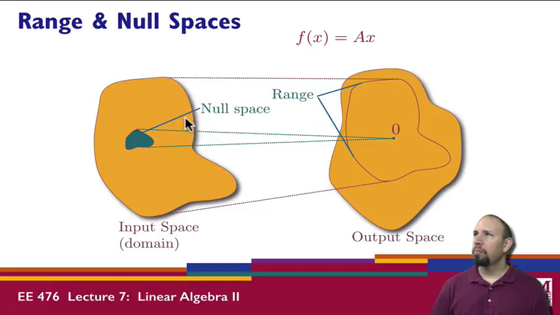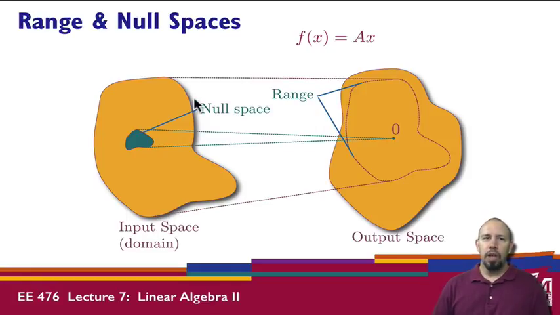Now the range is if I take every element in the input space, I put it through the function, I in general will get some space over here. This space may not fill the entire output space. For example, again, if A is m by n, if n is less than m, then this will only fill an n-dimensional space, which is less than m-dimensional space. It turns out you cannot fill more space than you started off with.